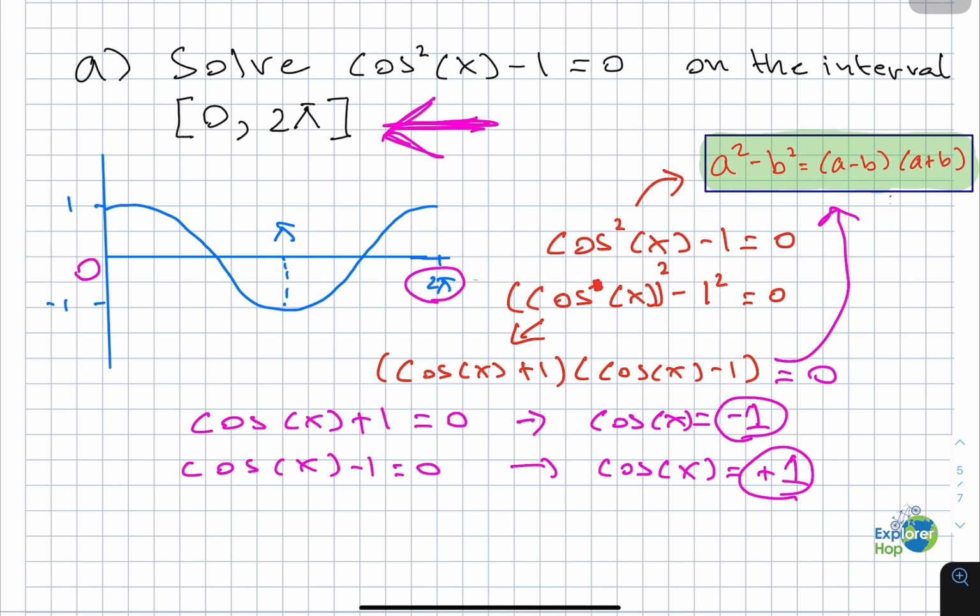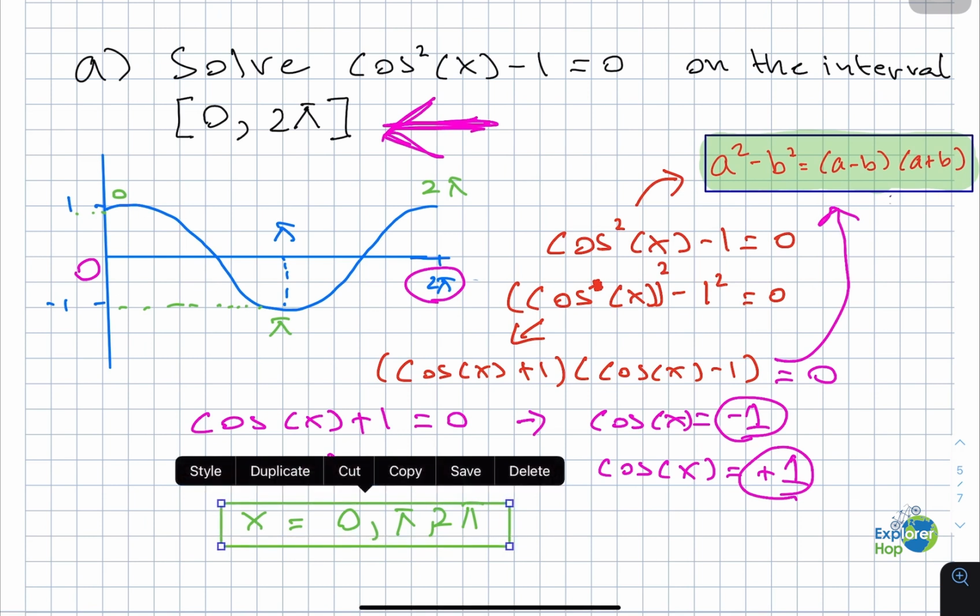So cos of x is minus 1 at this point at pi, and cos of x is 1 at 0, and cos of x is 1 at 2 pi. Therefore, our answer would be 0, pi, and 2 pi. So we will write this down: 0, pi, and 2 pi. These are the values of x that we get.